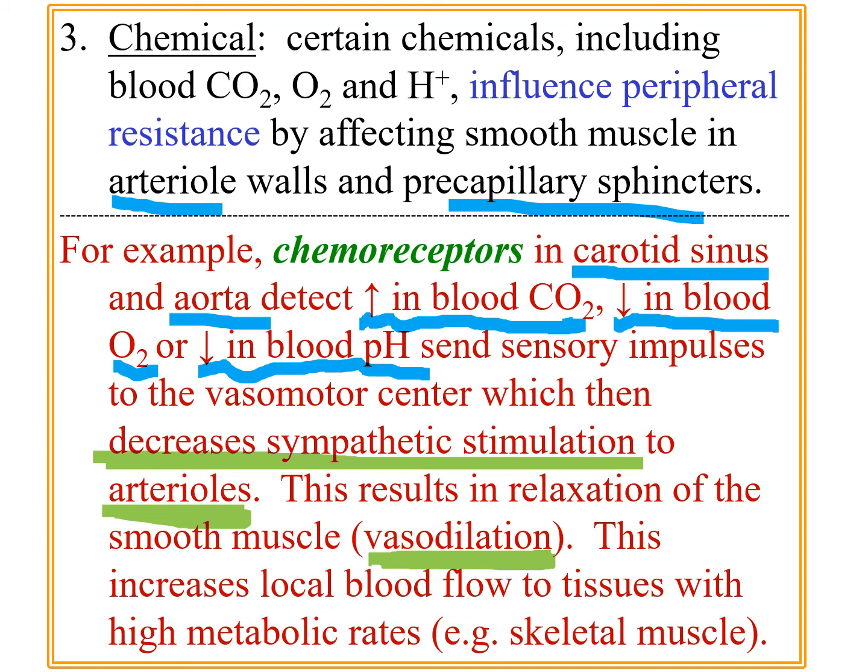If you're running that marathon and you want to deliver more blood to your muscle, to the capillaries that feed your skeletal muscle as you run that race, one way to get more blood there, in addition to increasing heart rate, which we talked about a few moments ago, would be to utilize again the vasomotor center to decrease the stimulation of the smooth muscle. In other words, less contraction, more relaxation, more vasodilation, more blood flow to the tissues.